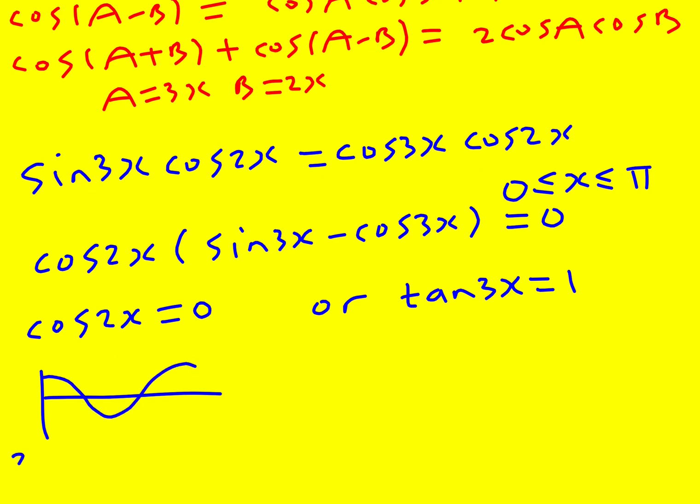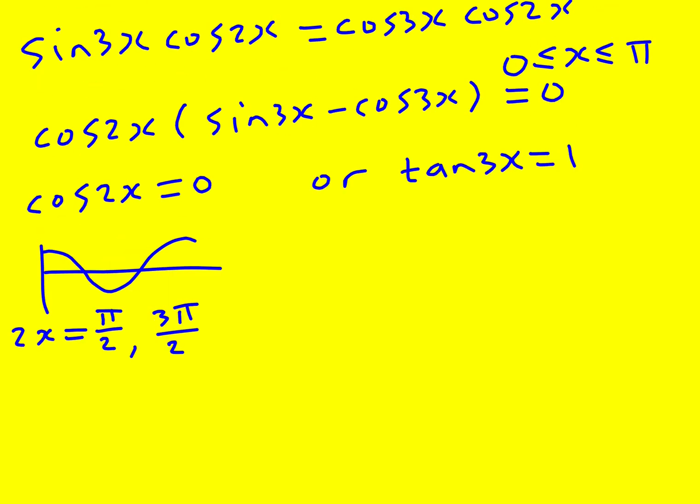So if we solve this one, we're going to get 2x. Because I've got 2x, I'm interested in going from 0 to 2 pi. So it's going to be pi over 2 or 3 pi over 2. Okay, that's going to be it. These points here, you should know these zeros for cos. So x will be pi over 4 or 3 pi over 4.